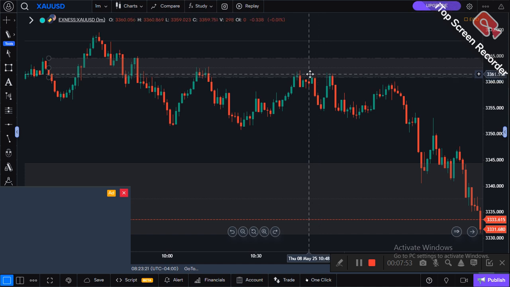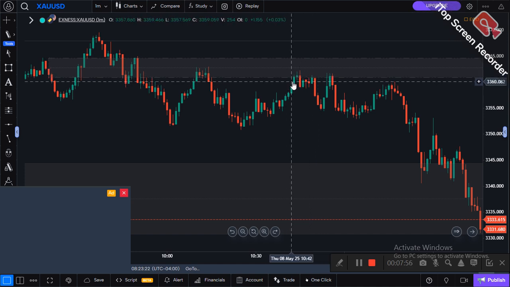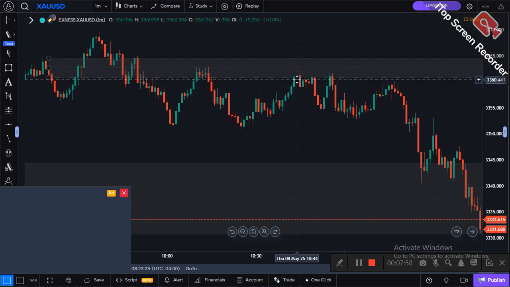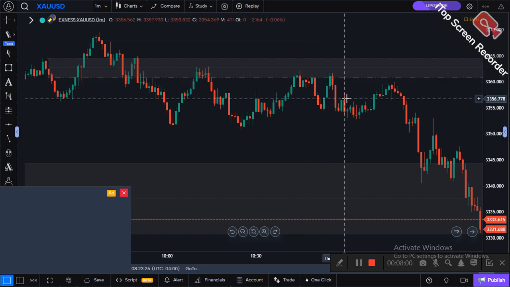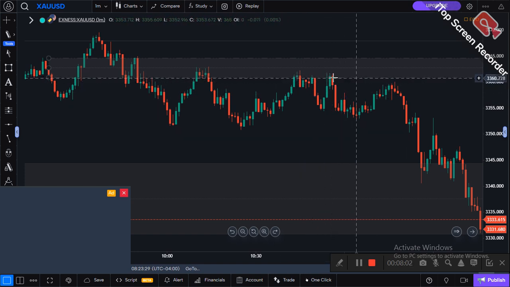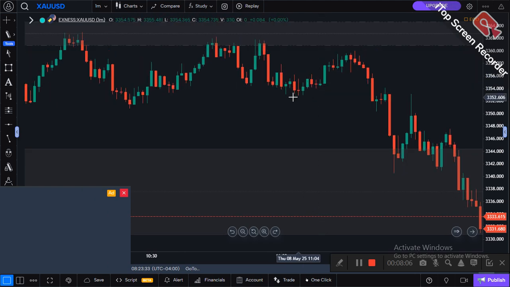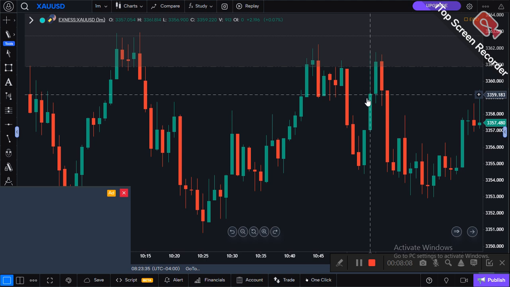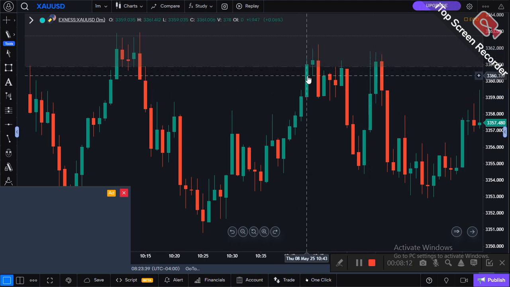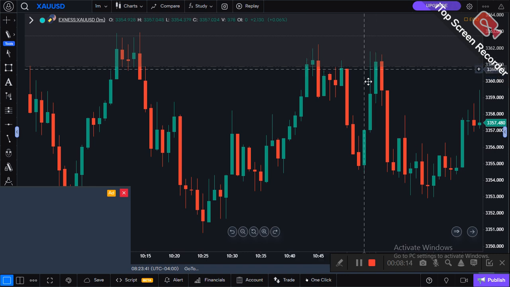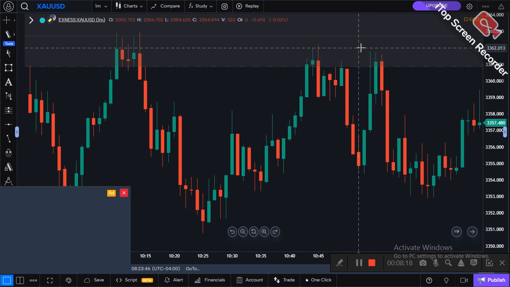Again, I don't see clear. This is like the order block, but I don't take the entry from there, because it didn't close inside. A lot of traders trade this long rejection. They just see that, oh, this is an order block, and trade straight inside of this. Take your stop loss above this.